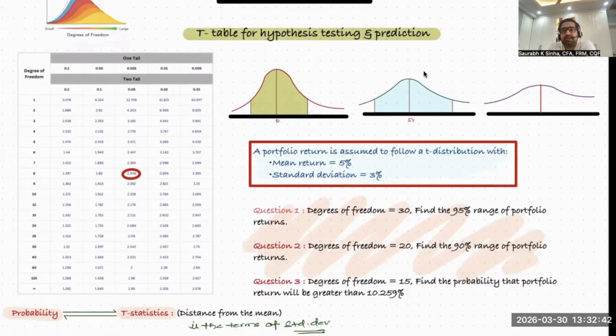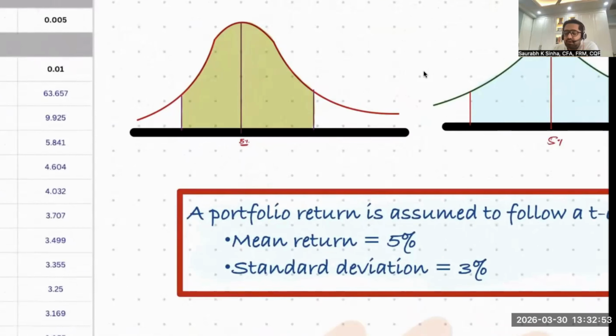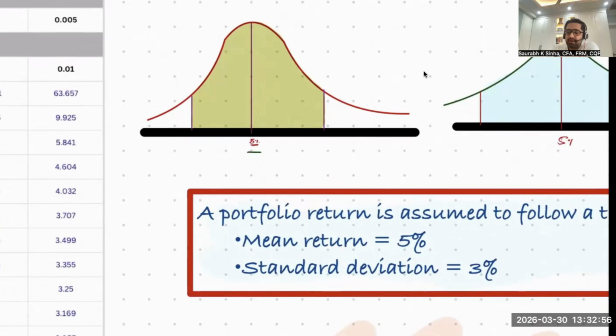Distance from the mean in terms of standard deviation, that is your t-statistic. How many standard deviations away your point is from the mean. For example, I have a portfolio return of say 5%, and I want to know how many standard deviations away a value of 8% is from the mean, and the standard deviation is 3. So 8 is how many standard deviations away from the mean? It is only one standard deviation away. So 1 will become the t-statistic, or you can say the t-statistic for 8% is 1.